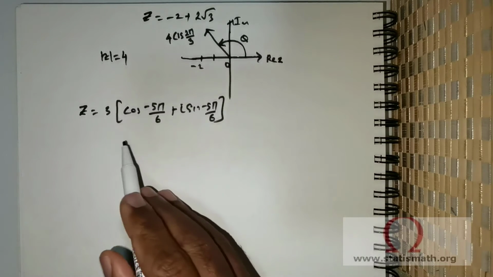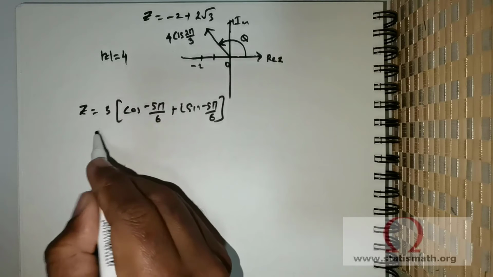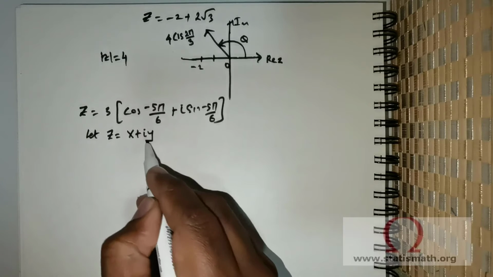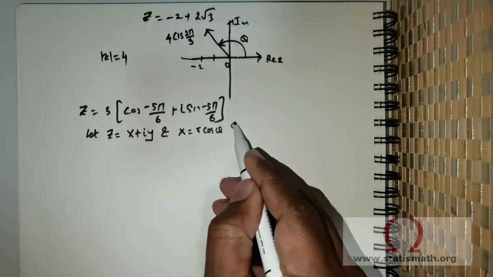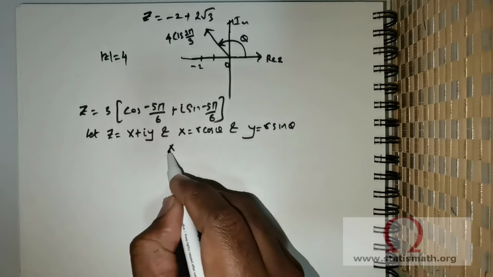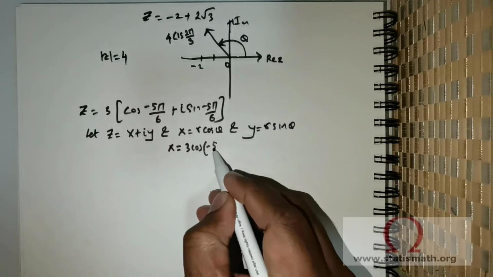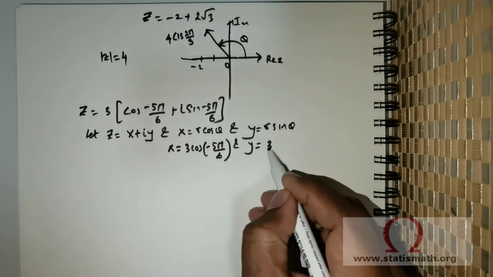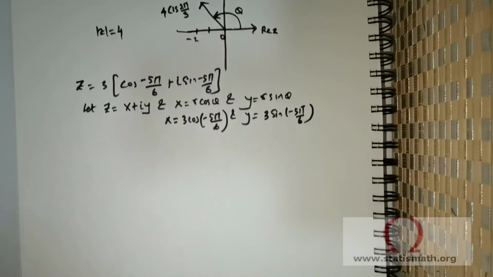Students were given the next question. We are expected to plot this particular complex number on the Argand plane. So let us consider the complex number z to be of the form x plus iy, and then we know that x is equal to r times cos theta and y is equal to r times sin theta. So from here I've got x to be equal to 3 times cos of negative 5 pi divided by 6, and y is 3 times sine of negative 5 pi divided by 6. This is what I've got.